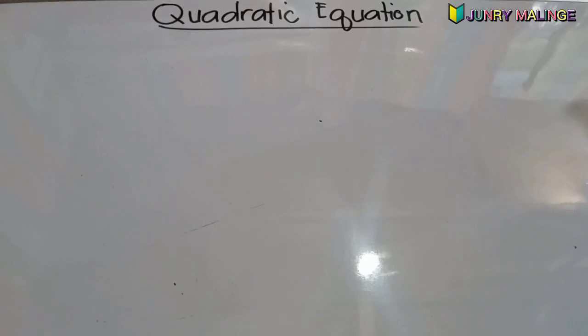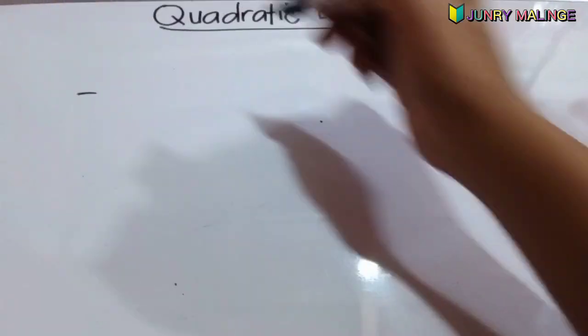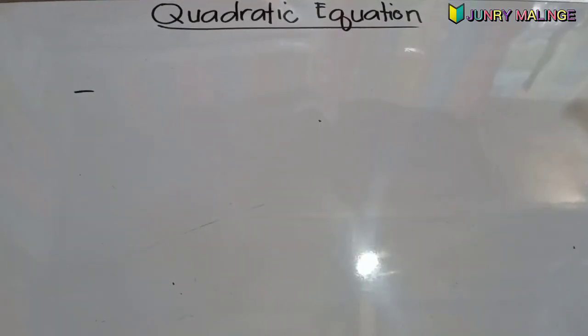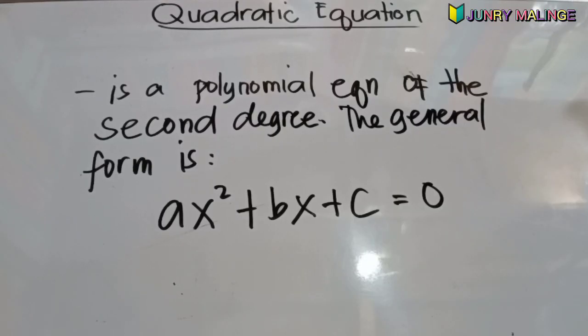Ayan. So ngayon, ibigyan na natin ang definition ng quadratic equation. Ano nga ba ang quadratic equation? Quadratic equation is a polynomial equation of the second degree. Second degree, which means meron tayong degree of 2. The general form, ito pong ating general form sa quadratic equation, ax squared plus bx plus c equal 0. That is our general form.